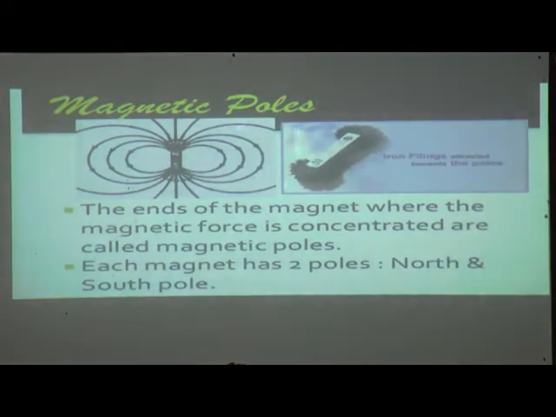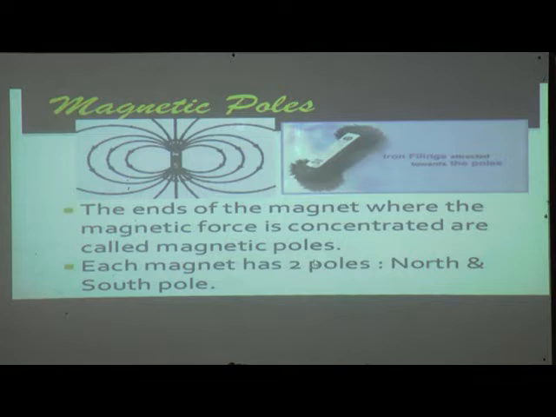Next, magnetic poles. The ends of the magnet where the magnetic force is concentrated are called the magnetic poles. Such a magnet has two poles, north and south. In our previous session we also saw that any magnet has two poles, one a north pole and another a south pole. These are the ends of the magnet where the magnetic force is concentrated.